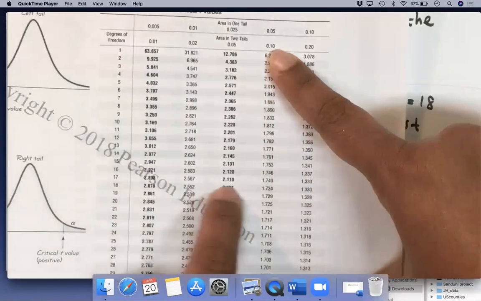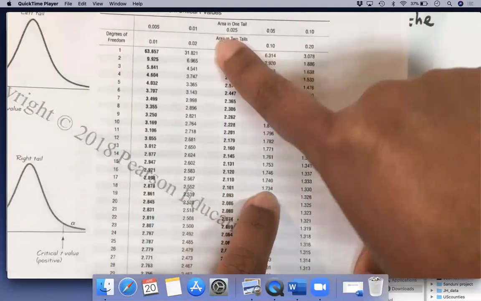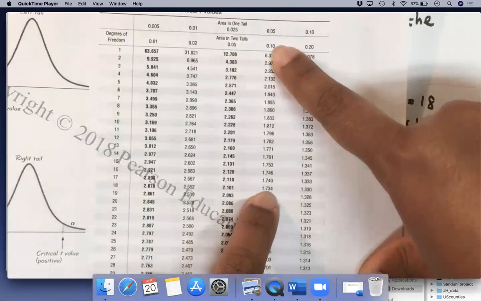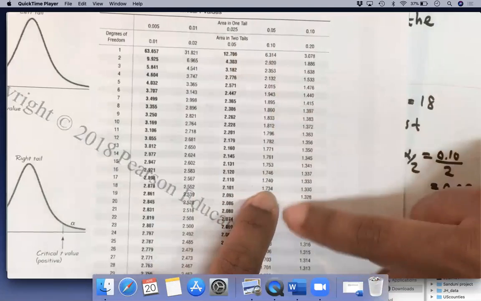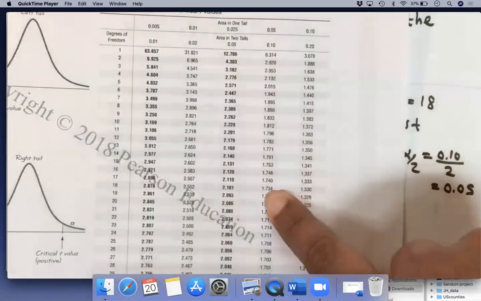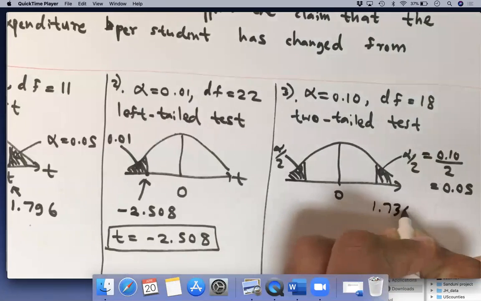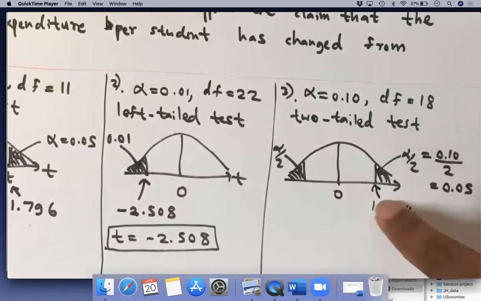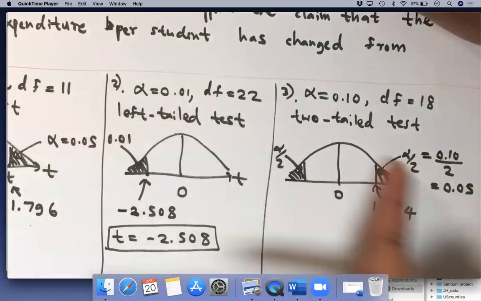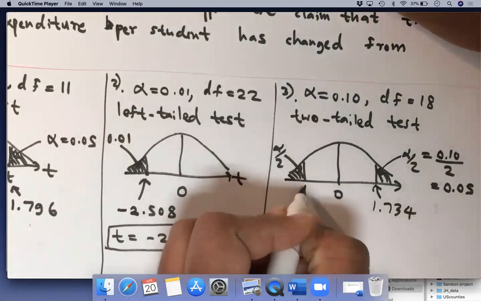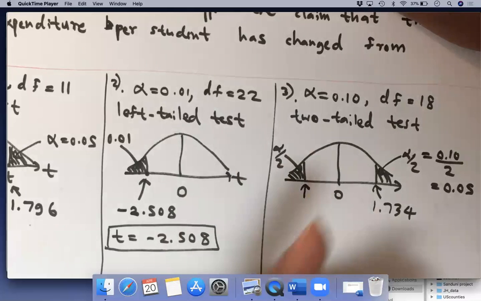It's 18. 18 here. Area in two tails, 0.10, because our alpha is 0.10. So what is the value? 1.734. That is our critical value, T value. Now this is a symmetric one. Also it is two tail. So definitely there is another critical value on the other side also.